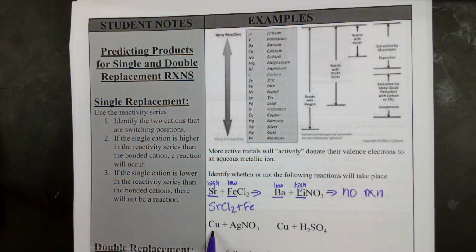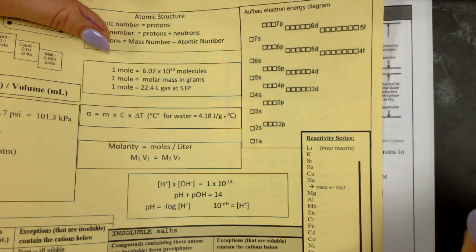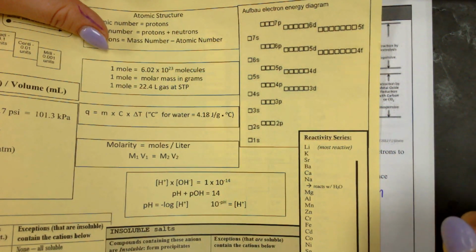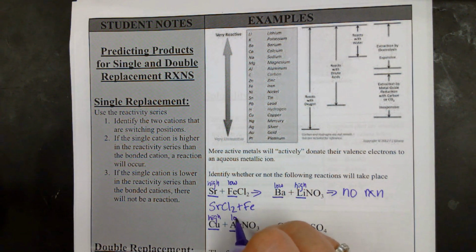In this next example, we have copper and we have silver. So if we take our reactivity series, here is copper and here is silver, all more towards the bottom. So who's higher? Copper is higher, silver is lower. So copper is high, silver is low. So in this case, can this reaction occur? Yes, this reaction can occur because copper is higher. It's more reactive.